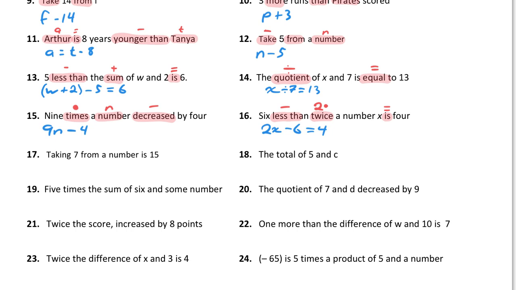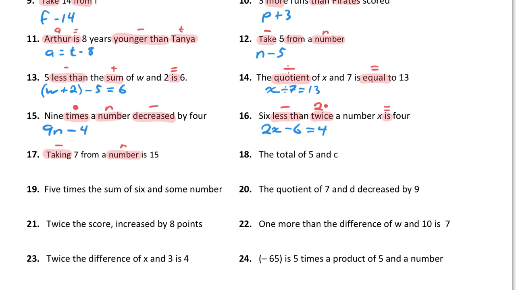Taking 7 from a number is 15. So if we're taking, and we have a number and it's not labeled this time, we don't know what it's called, so I'm going to call it n. And this I know is negative, or subtraction. And now we can put it together.